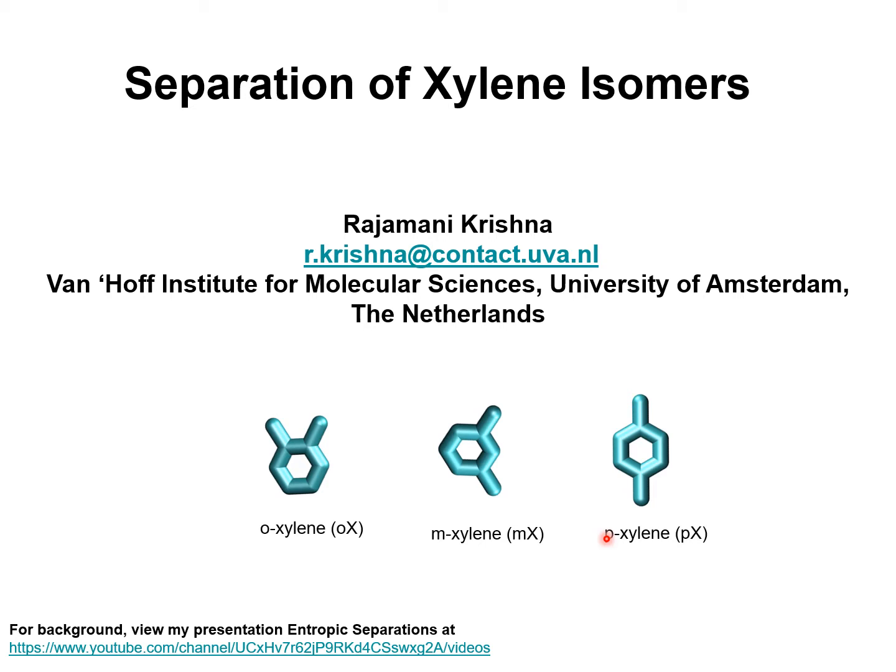PET is one of the largest volume polymers in the world and is used to produce fibers, resins, films, and blown beverage bottles. The objective of this presentation is to discuss the principles behind the separation of xylene isomers.